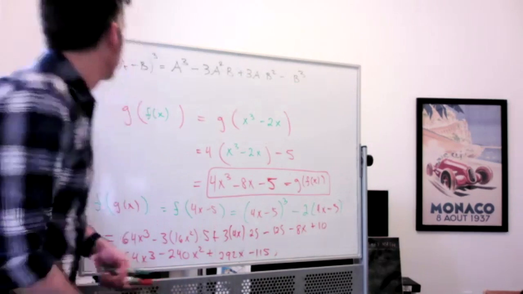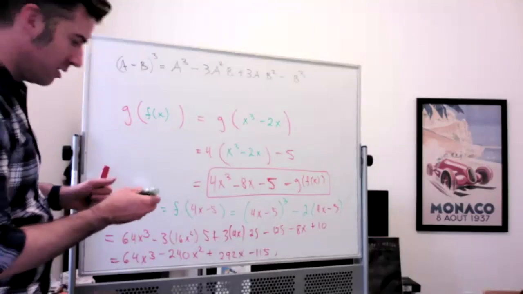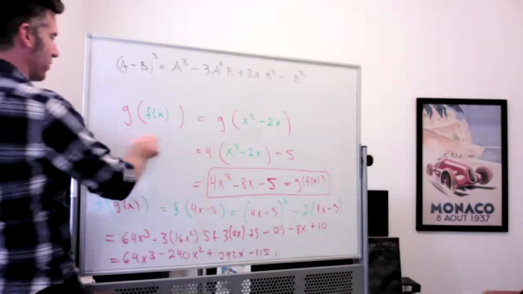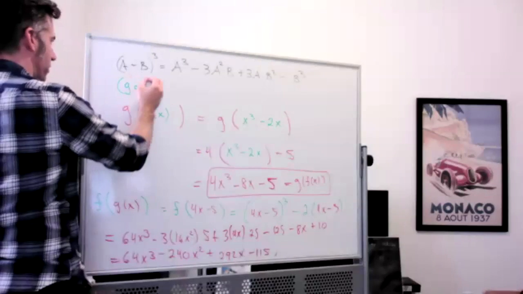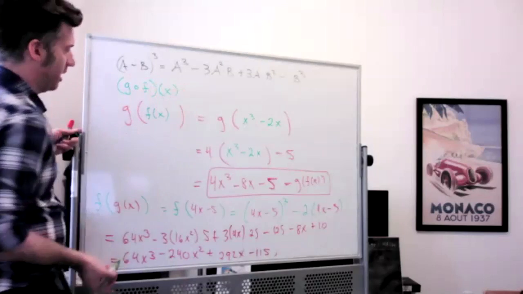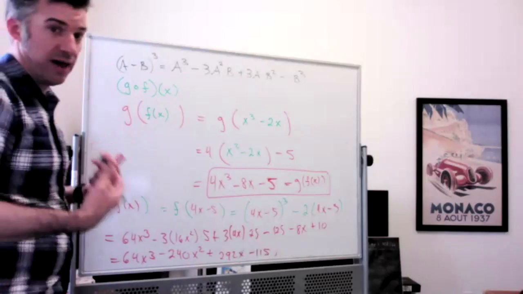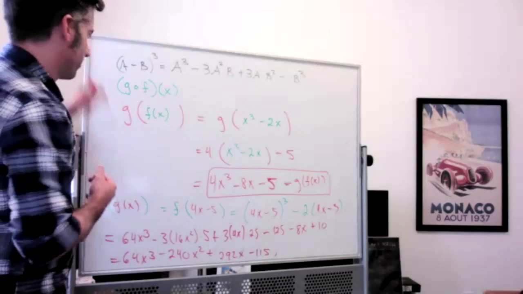So, composition, g of f of x. I should also point out some people, not me, but some books prefer to write this as g circle f of x like that. It means the same thing. We read this as g of f of x or g composed with f of x.